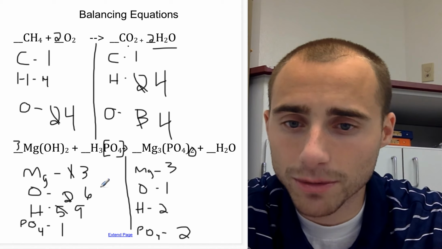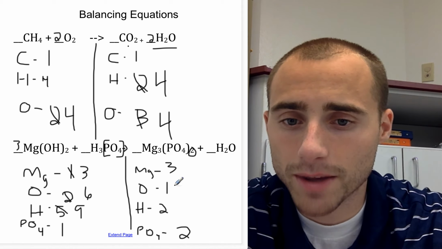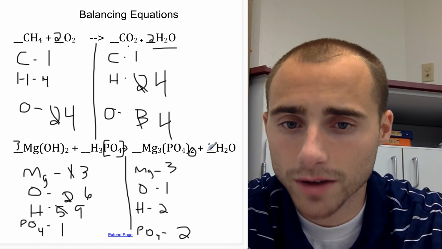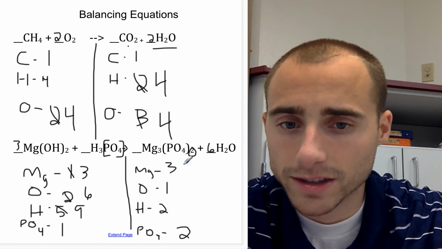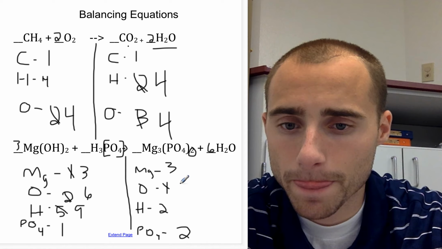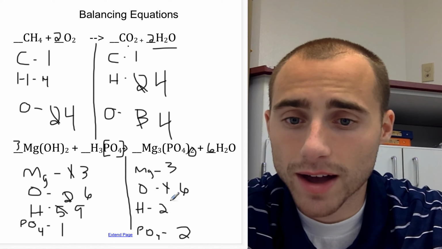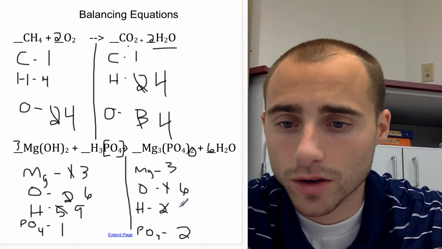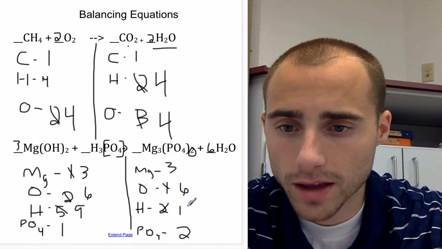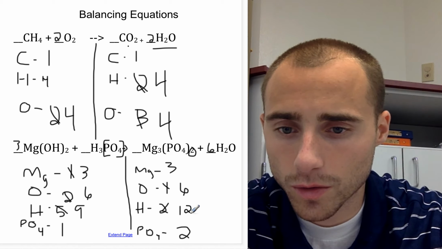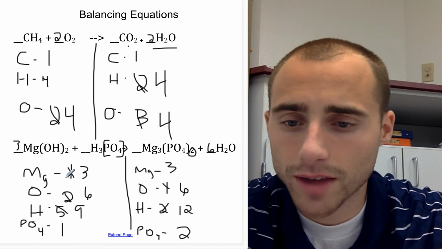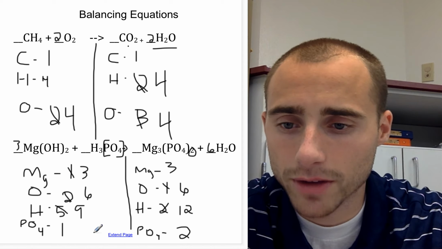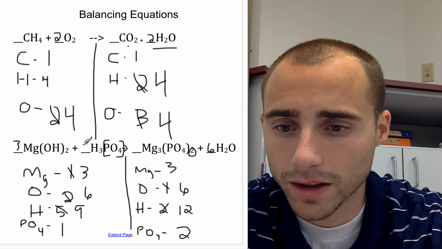Now we have our magnesiums balanced, but everything else is screwed up. So let's try to balance out our oxygens over here. We would put a 6 right here. That's going to give us 6 oxygen. And it's going to change our hydrogens to 12, just like that. But now we have our oxygens and our magnesiums balanced. Let's balance out our phosphates and see if that fixes anything.